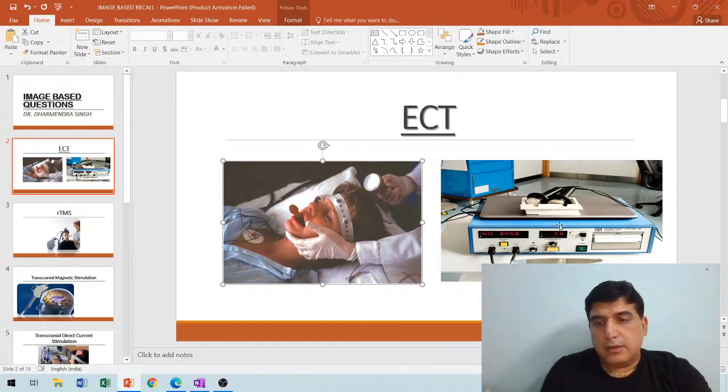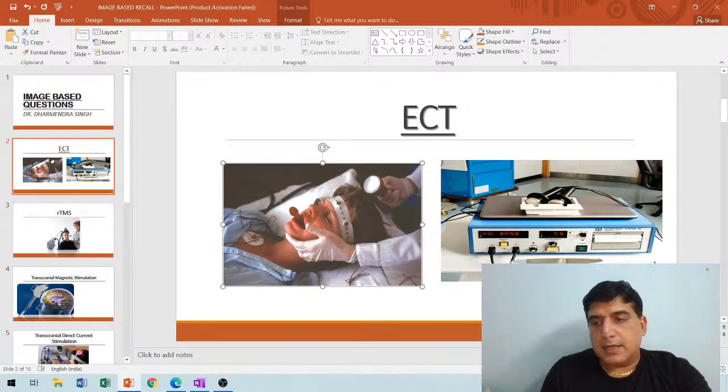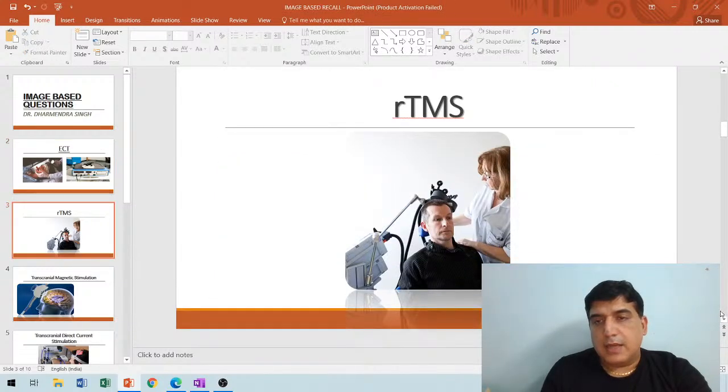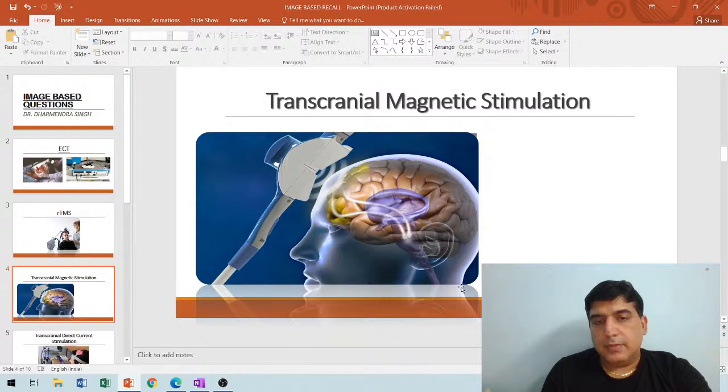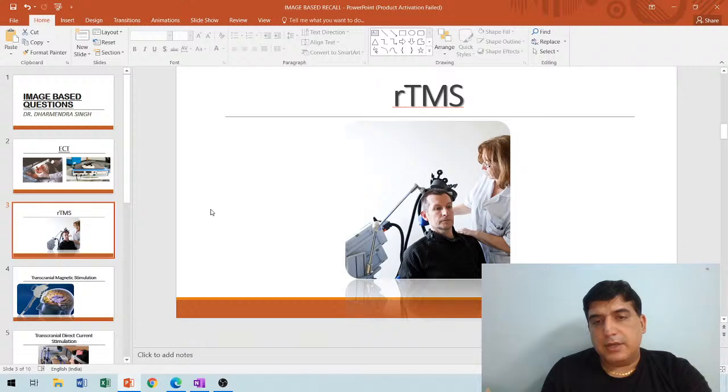So the apparatus is entirely different from ECT. In RTMS, see, this is a picture of RTMS you will get in exam. In this, there is no electrode, nothing. This is a magnetic field we create and we use it on a localized area. So easily you will differentiate. This is a picture of RTMS. Okay, no electrode, nothing, no ECG, no gauze between the teeth. So easily you will differentiate between ECT and RTMS.